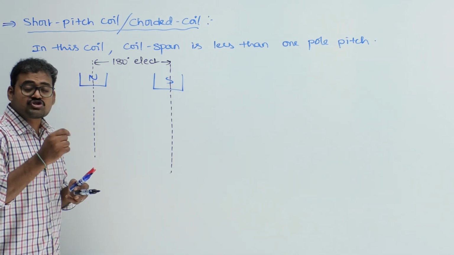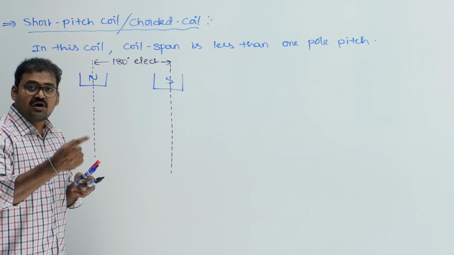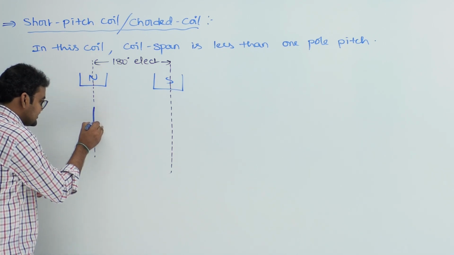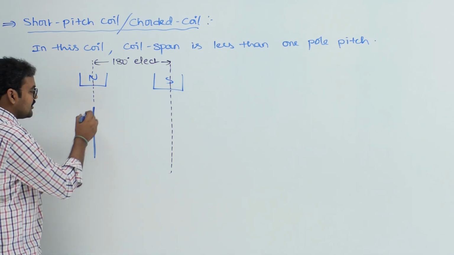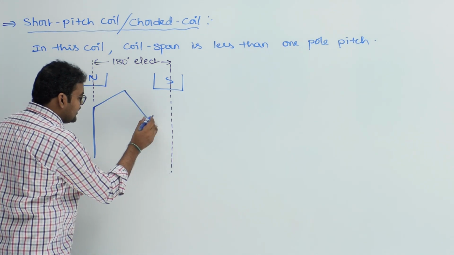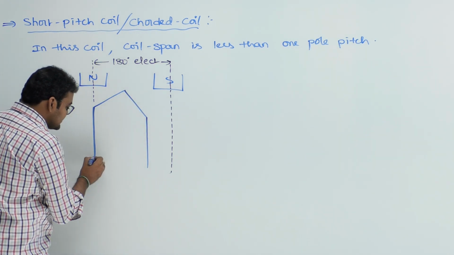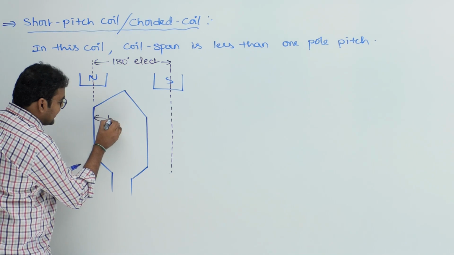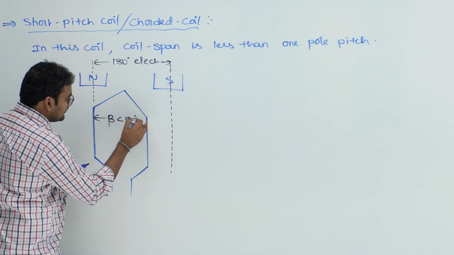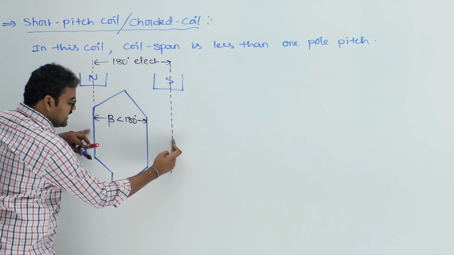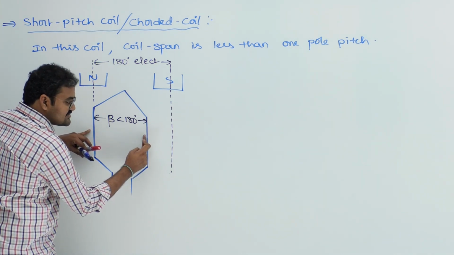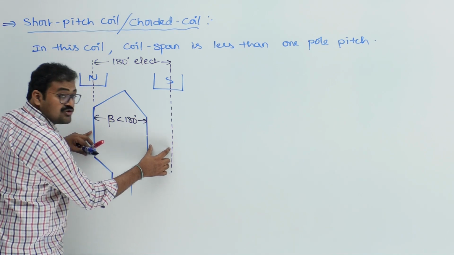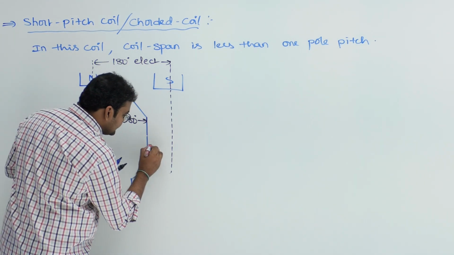But now we are discussing short pitched coil where coil span is not exactly 180 degrees, it is less than 180 degrees. Suppose this is one side of a coil, it is exactly under north pole. Now the other side of the coil is not exactly under south pole, it is now short pitched. Okay, you see this? Definitely the coil span beta is less than 180 degrees. Suppose this is 180 degrees. Let us say coil span is now 160 degrees only. That means it is shorted by how many degrees? 20 degrees.